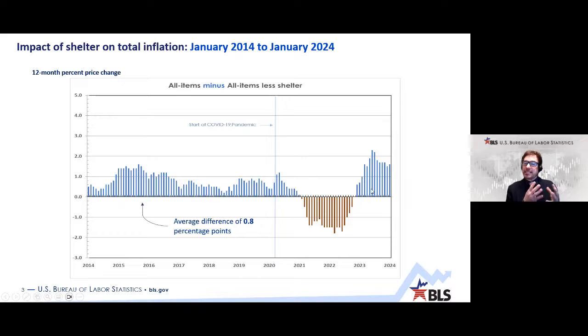So this slide here shows the exact same information as the previous slide, just looking at the net difference. Pre-pandemic, all items less all items less shelter was positive, almost a full percentage point per annum, with an average of 0.8 percentage points year over year. We do see that it flipped directions during the pandemic, with other categories outpacing shelter inflation, but we are now back to pre-pandemic norms. However, the average is still high. The average over the last year is 1.6 percentage points.